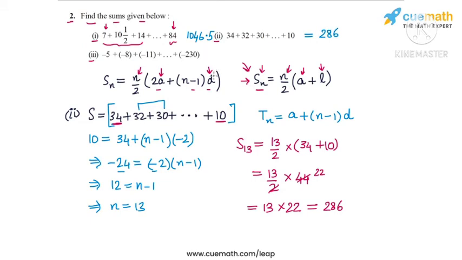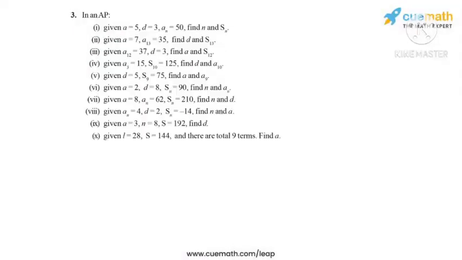Now let's do part 3. This exercise is kind of a long question. There are 10 parts in this question. In each part, we are given some parameters of an arithmetic progression and we have to find some other parameters. So let's go one by one and solve each question.